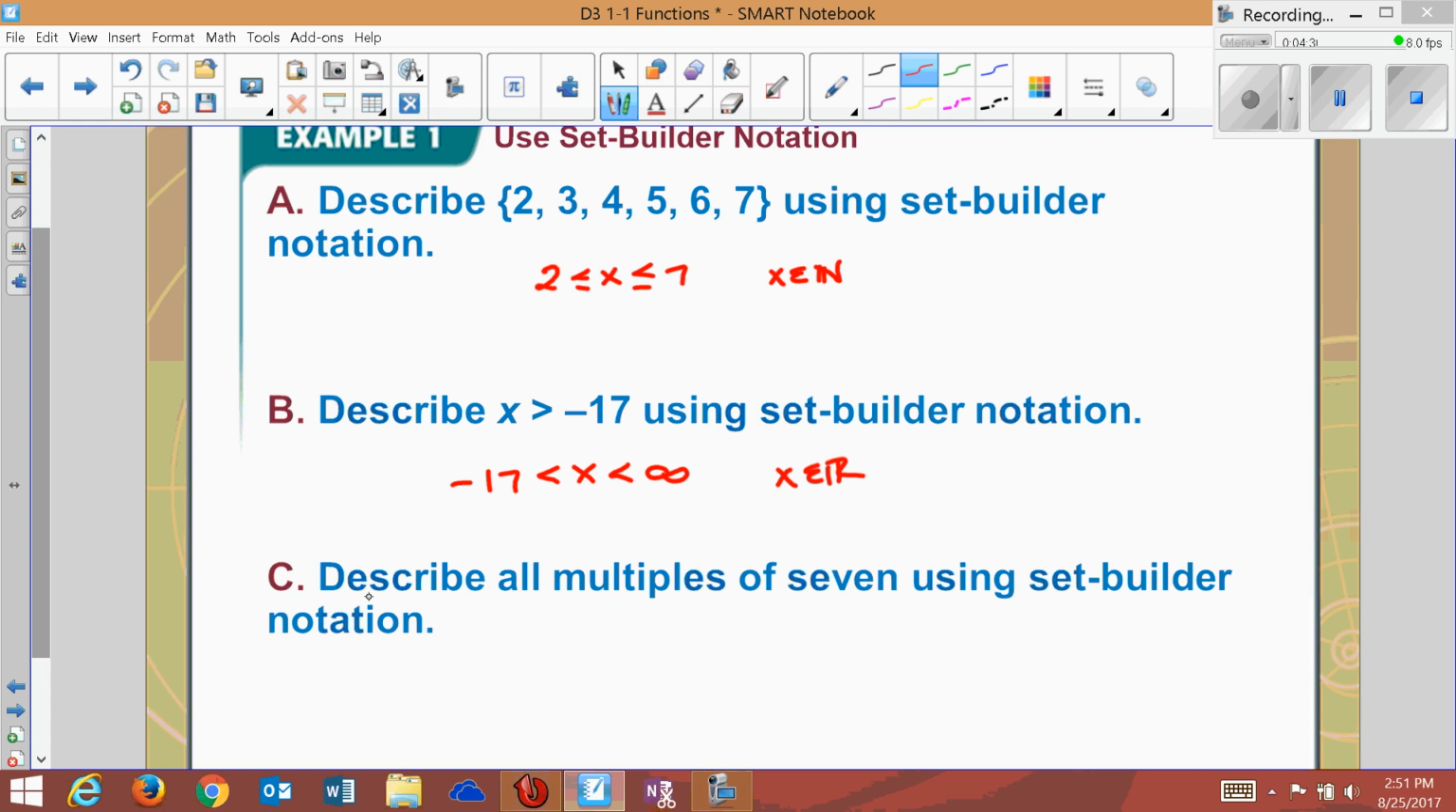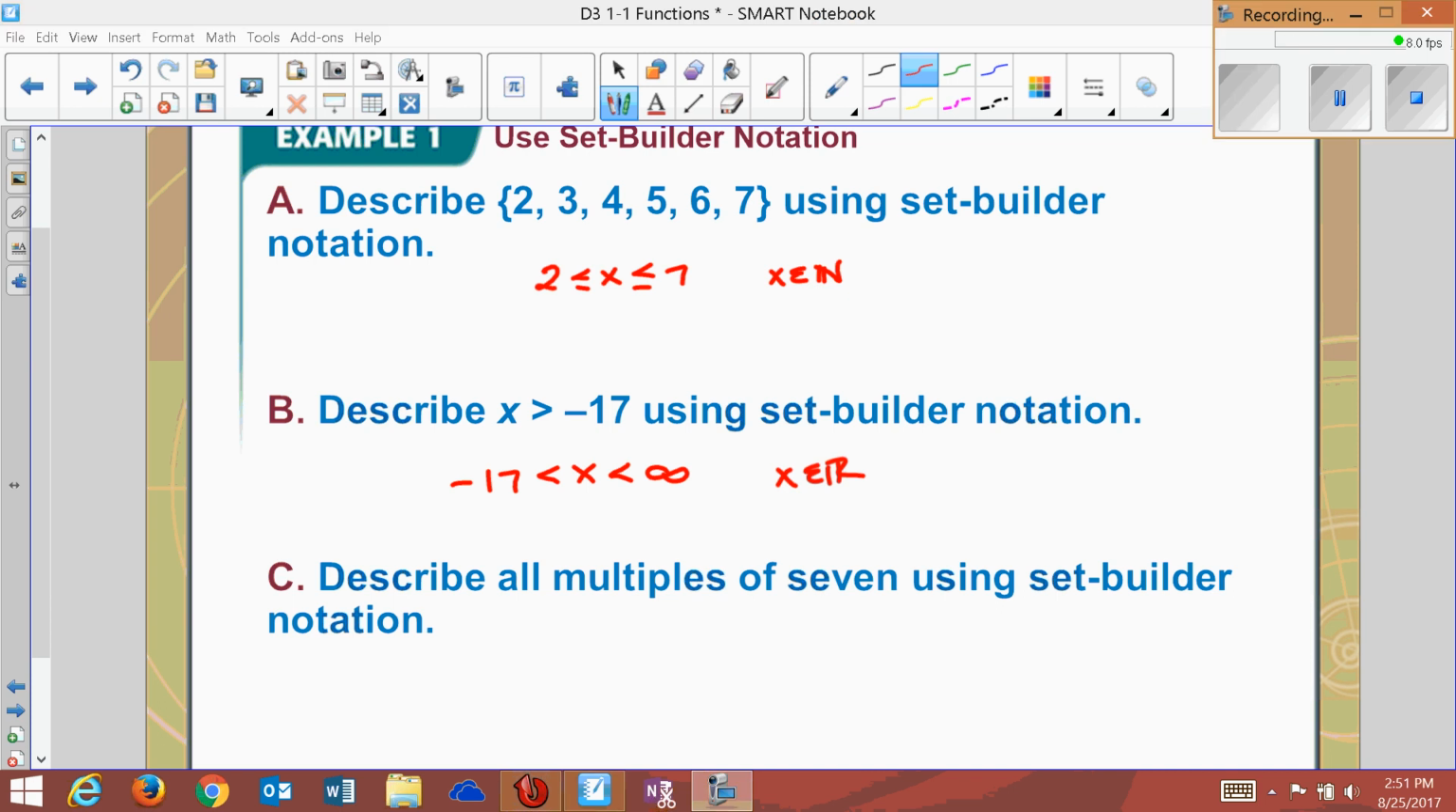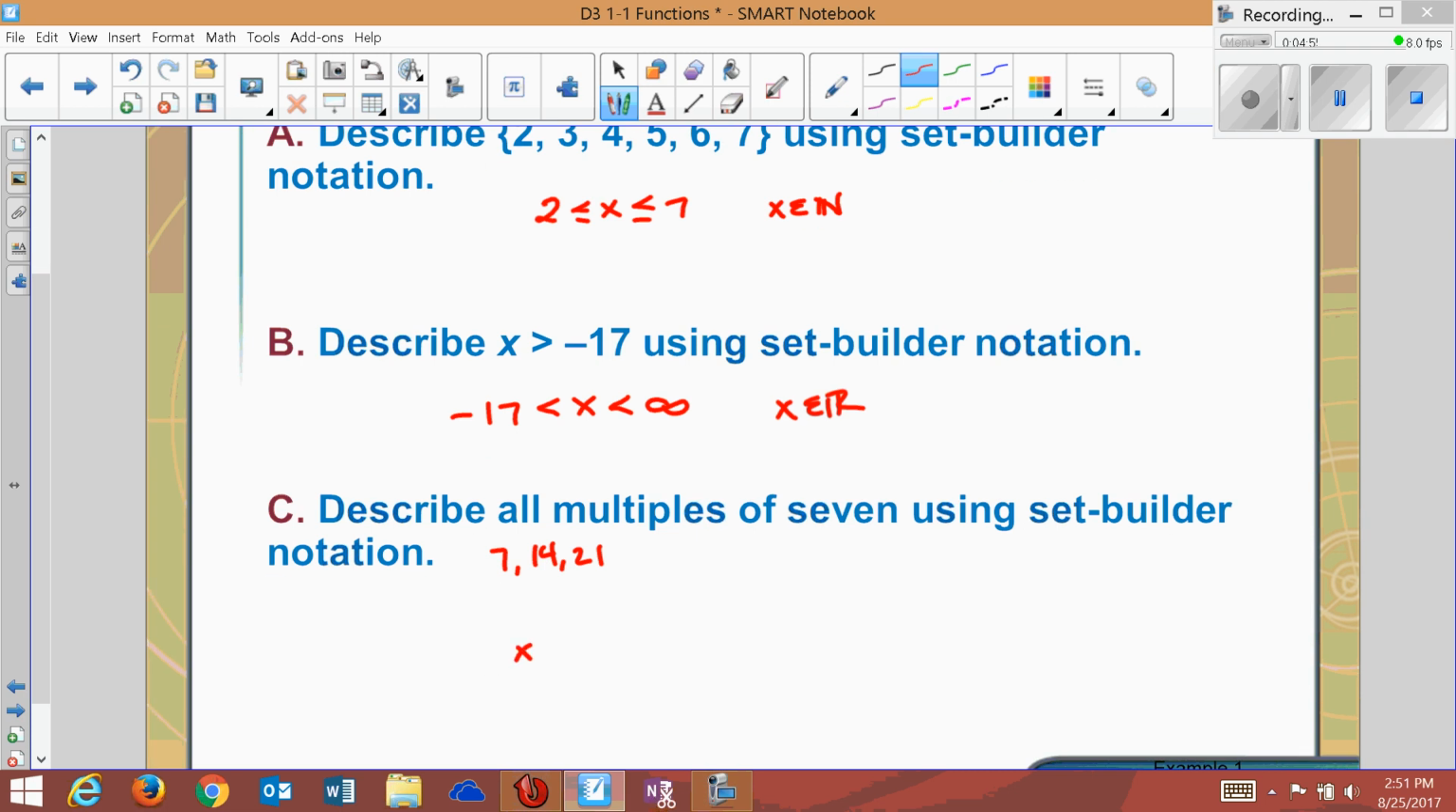And finally, describe all multiples of 7 using set builder notation. This would be like numbers like 7, 14, 21, numbers like that. So to get values like that, we would say that x is going to equal 7 times some number. Here's the deal.